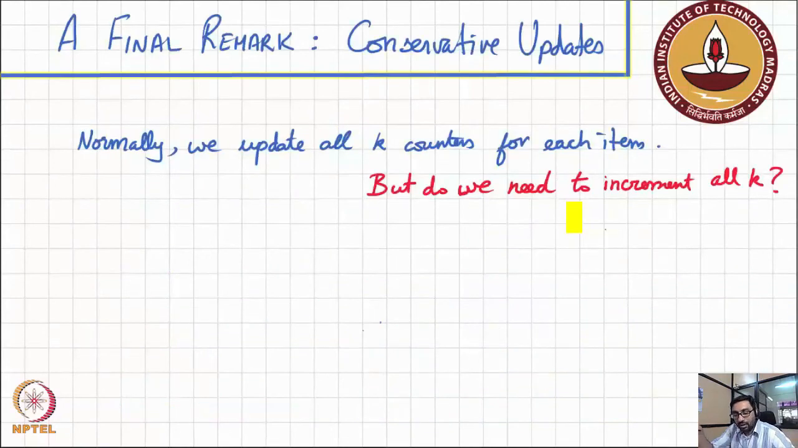So let me end with one final remark. There's one small improvement that we can make. Instead of updating all the hash locations, we can be a bit more conservative about our updates. Normally, for a particular item, we will compute the k hash functions, go into those hash locations, and increment all the counters. But the question is, do we need to really increment all the k counters? Remember, the goal here is to ensure that the minimum among all of them is always greater than or equal to the total count of that item. That is all we require. But if there is some other hash location which has already got a very high value, possibly because of collisions with other hash functions, we don't really need to increment it.